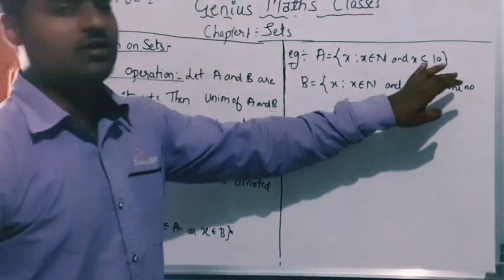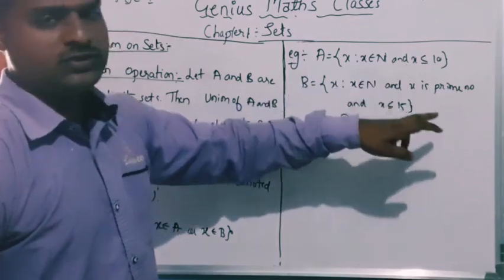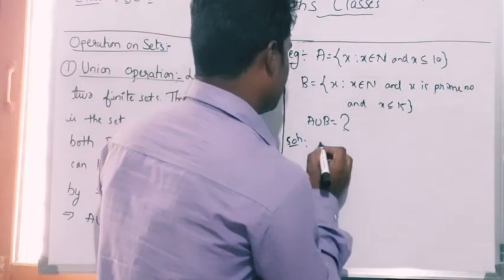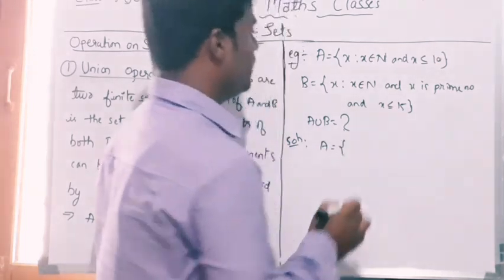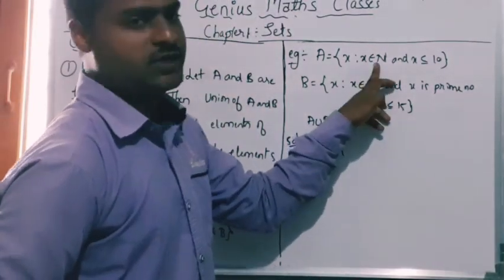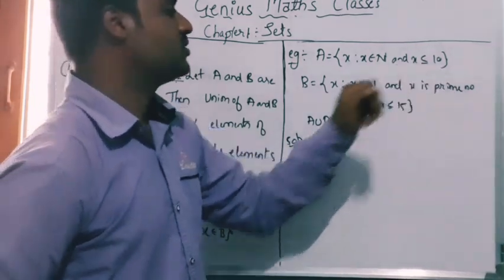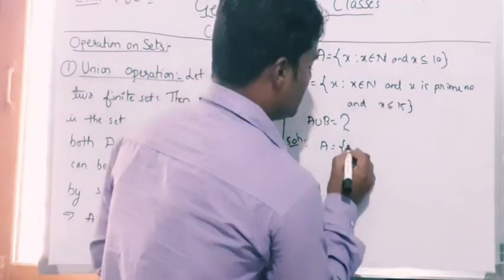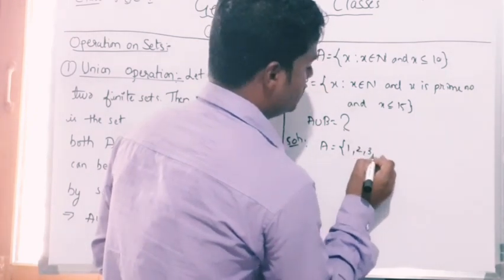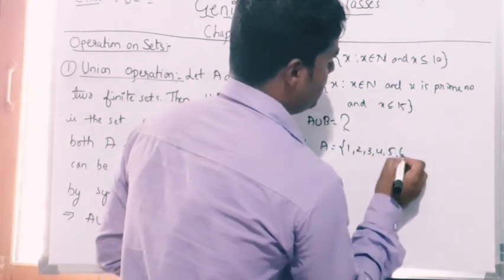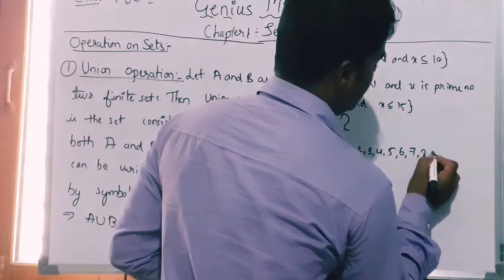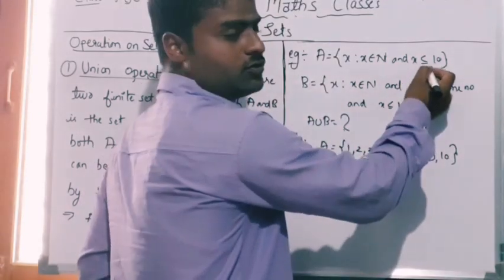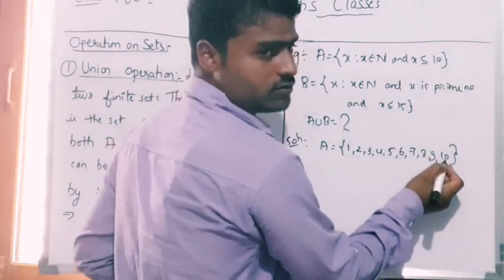Solution. In order to solve the example, first let me find the elements of both A and B. A is x such that x belongs to N and x is less than or equal to 10. So x belongs to natural numbers, which start from 1, 2, 3, 4, 5, 6, 7, 8, 9, 10. Since x is less than or equal to 10, 10 is included here.